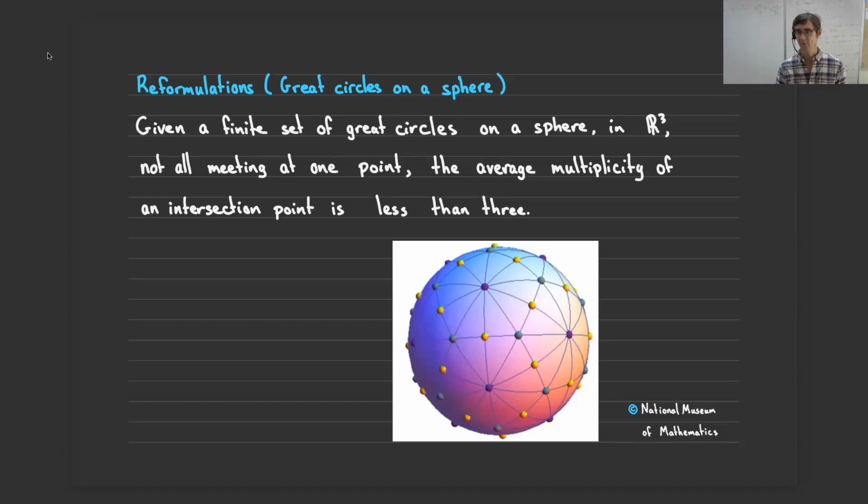So in this picture here, I've got the yellow intersection points being things with multiplicity 2, the blue ones being points with multiplicity 3, and the purple ones being intersection points with multiplicity 5. And the average, if you average over all of these points, you'll get less than 3.